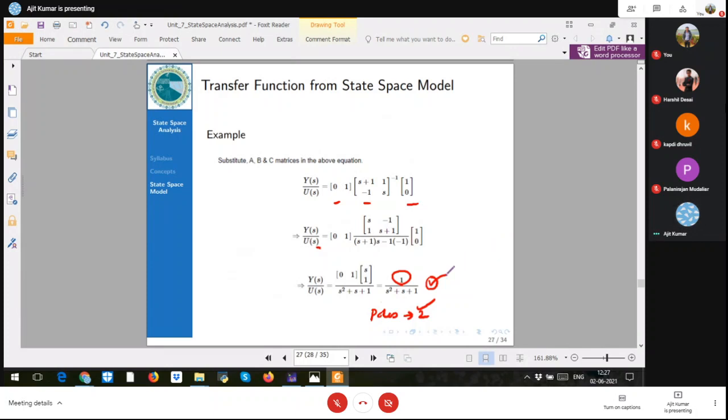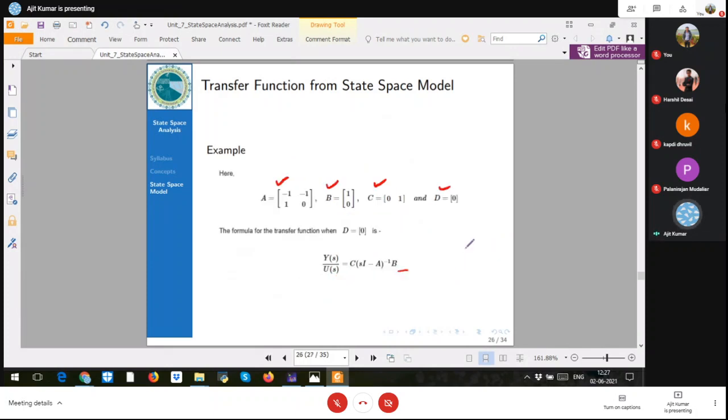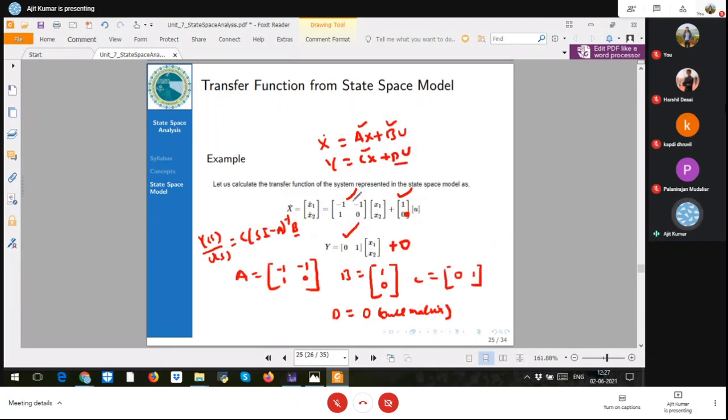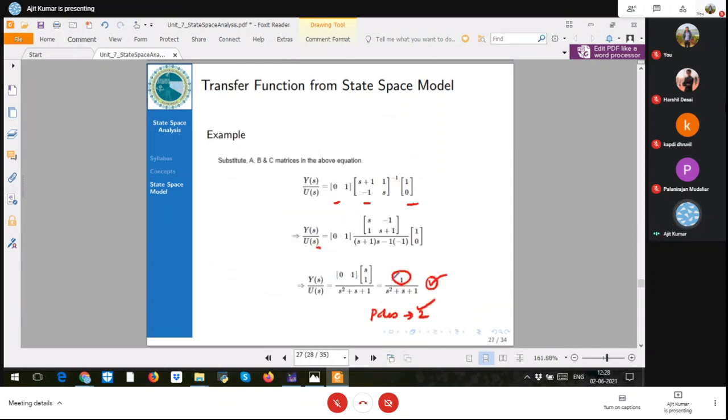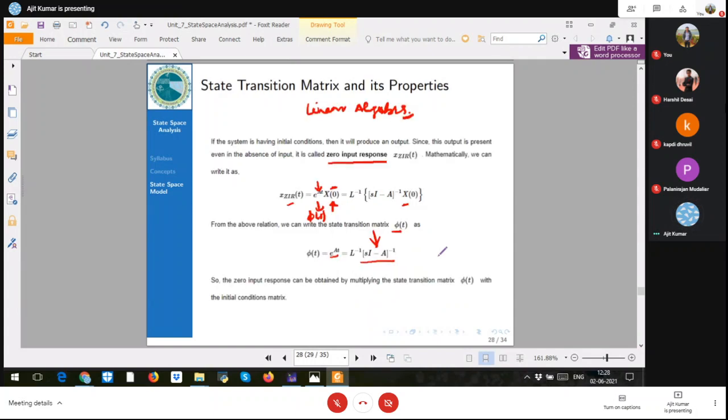So this is your transfer function representation of the same mathematical model represented in terms of state space model. If this is a state space model, your equivalent transfer function model will be 1 by s square plus s plus 1, right? So this was quite easy.